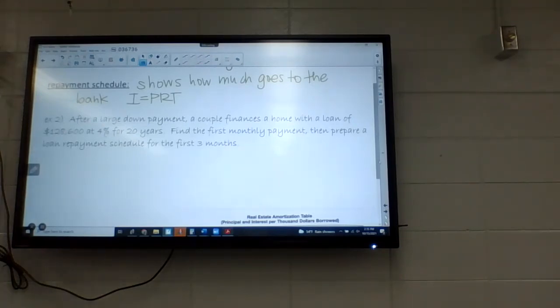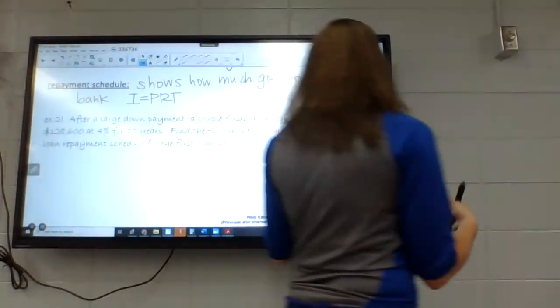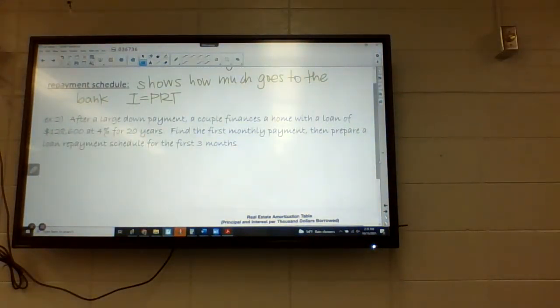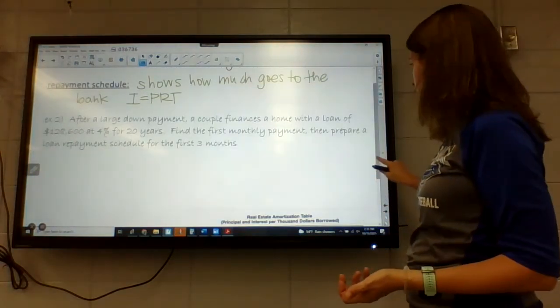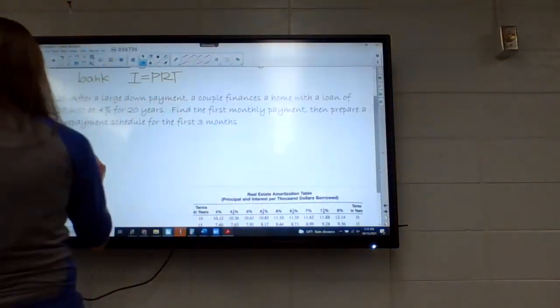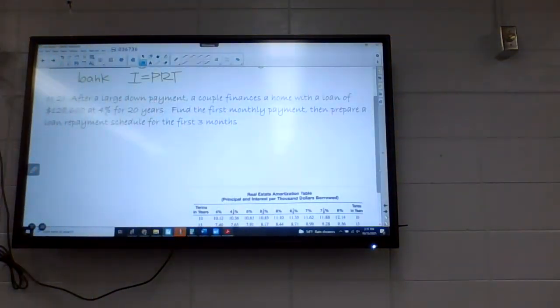It says find the first monthly payment, then prepare a loan repayment schedule for the first 3 months. This is really similar to what you guys did on your homework, where you had to fill in that little table. I don't know if it helps to do it that way because that's kind of the way it looked on our homework. We're just going to do the first 3 months.